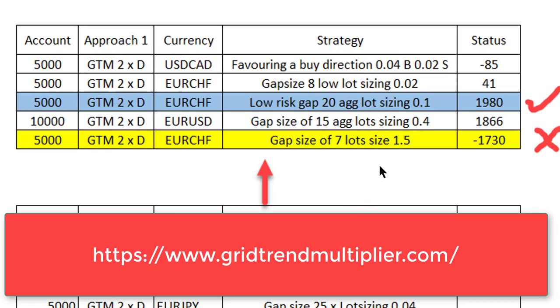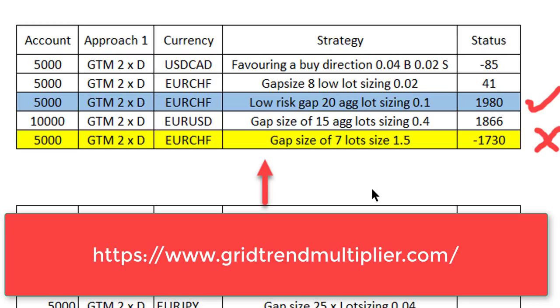And then just a note to grid trend multiplier owners, please post your strategies on the forum. Let's follow them whether they are good or bad, and let's learn from them so that all the owners of the grid trend multiplier can get a good feel of what works and what doesn't work.